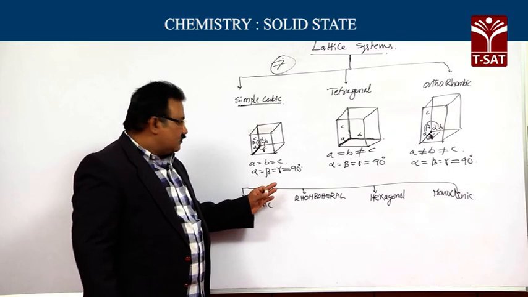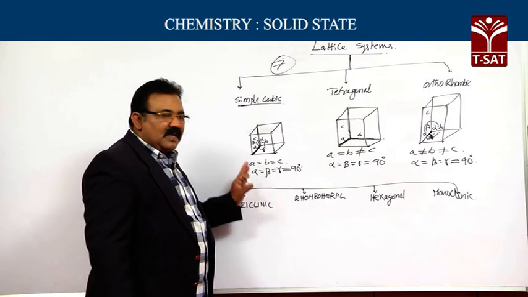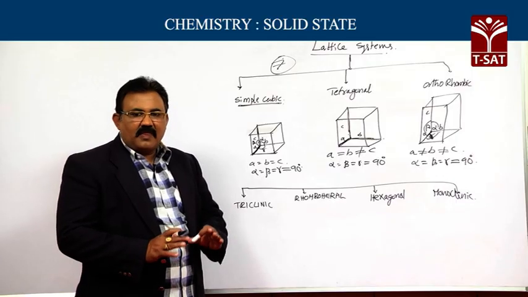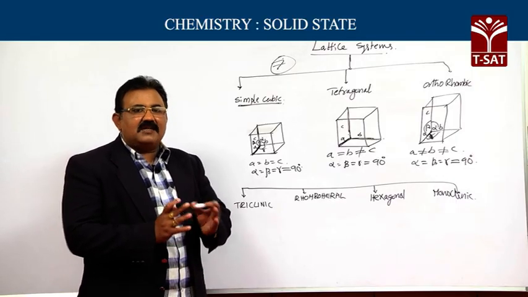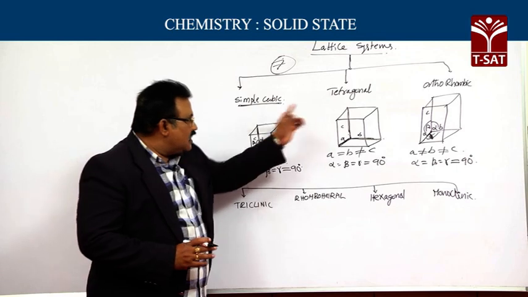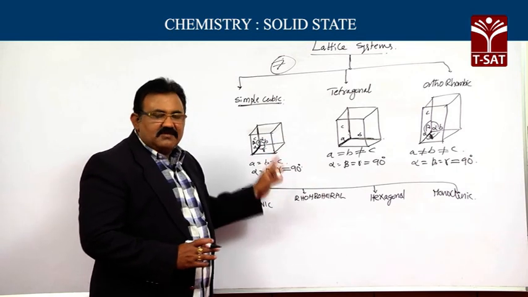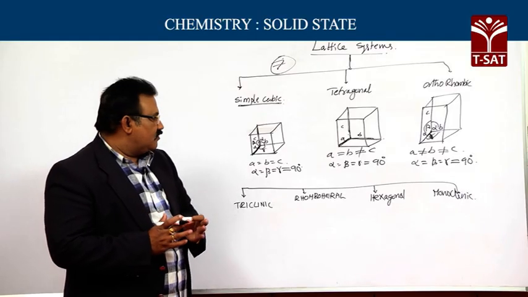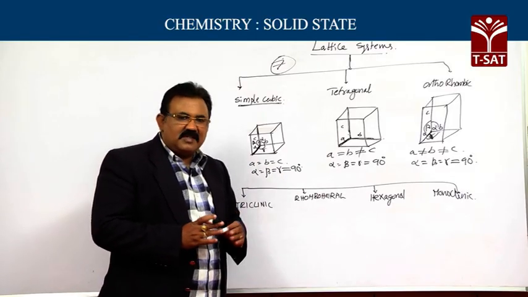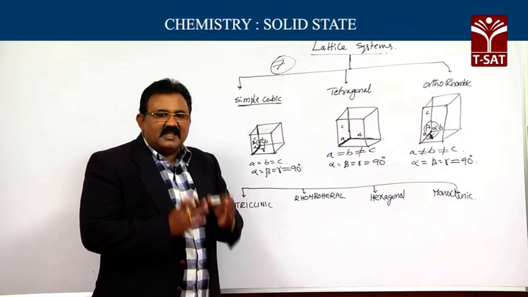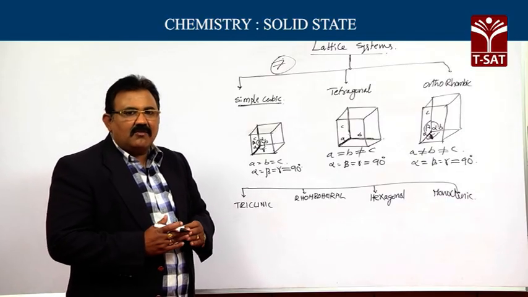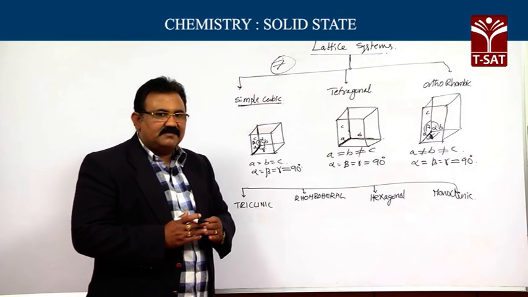If you know, all these 7 types of crystal lattices give 14 three-dimensional arrangements. All these 7 lattice systems give 14 kinds of three-dimensional arrangements. Those 14 kinds of three-dimensional arrangements are called Bravais lattices.